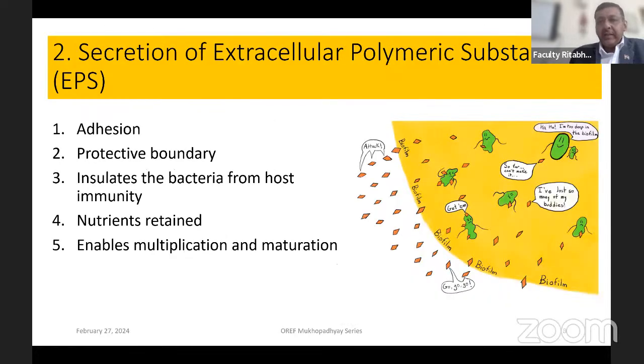So once the bacteria stick to the surface, they then secrete something around them to cordon off their area. Like we built fences around our homes, the bacteria too cordon off themselves. It forms a protective boundary and insulates the bacteria from the host immunity. The nutrients, whatever are present, are retained, and the bacteria then now have a safer environment to multiply and mature.